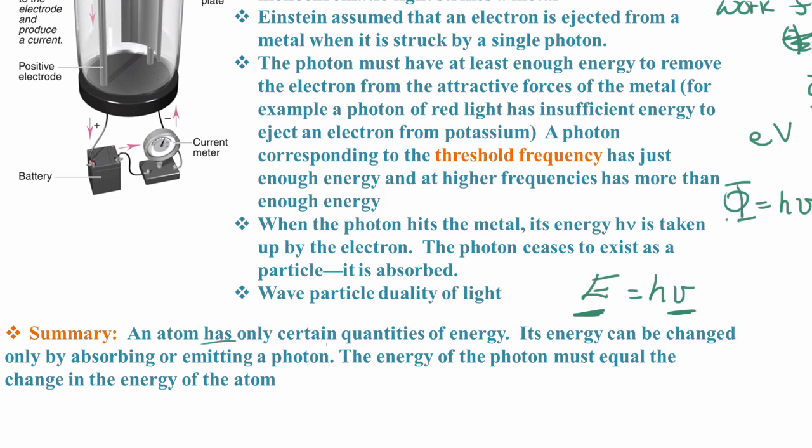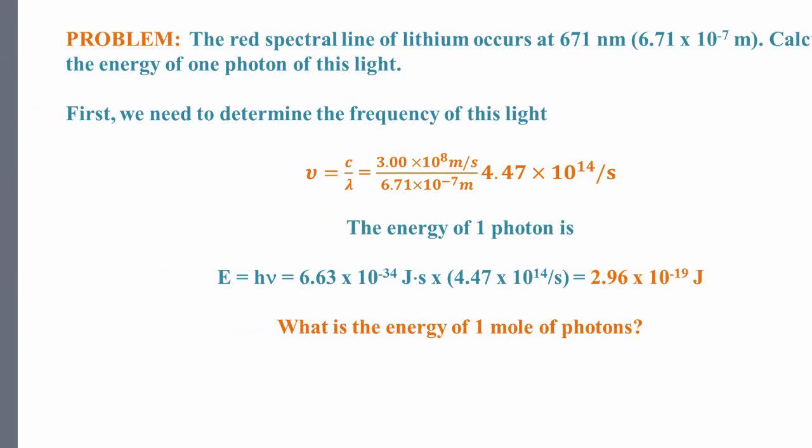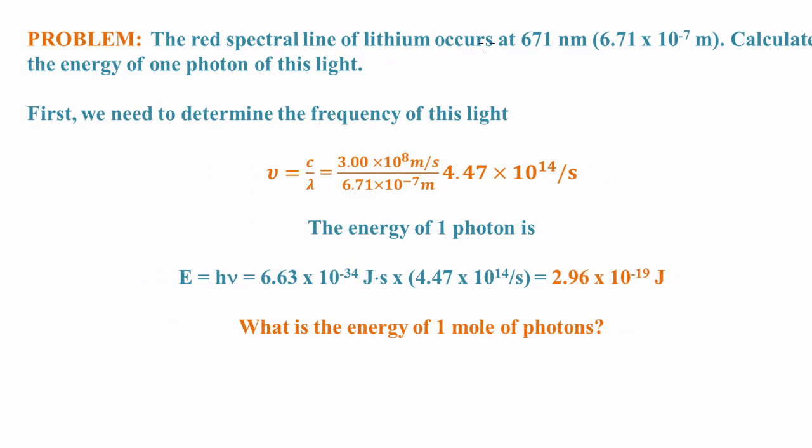In summary, an atom has only certain quantities of energy. Its energy can be changed only by absorbing or emitting a photon. The energy of the photon must equal the change in the energy of the atom. Here we're told that the red spectral line of lithium occurs at 671 nanometers. Calculate the energy of one photon of this light.